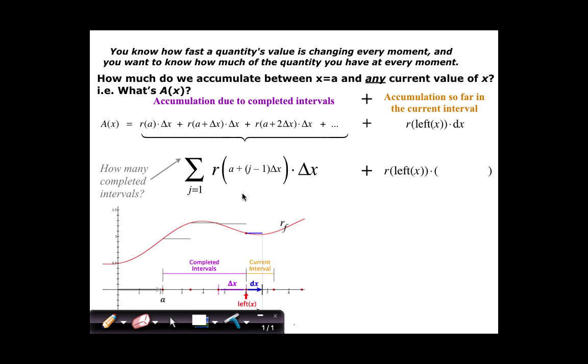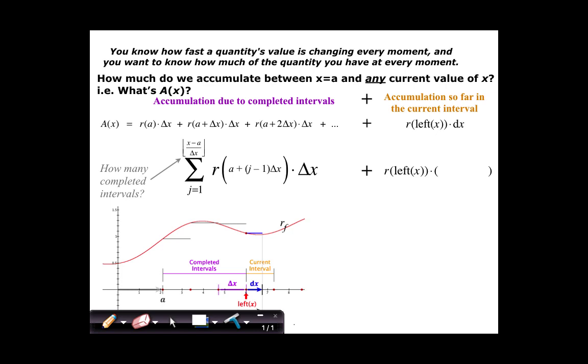That's that: how far is x from a, then divide by delta x, and take the floor of that. Somebody asked a question about this the other day: if you're using a specific value of x, as opposed to a general value like this, this is written assuming that x is something past a, to the right of a.